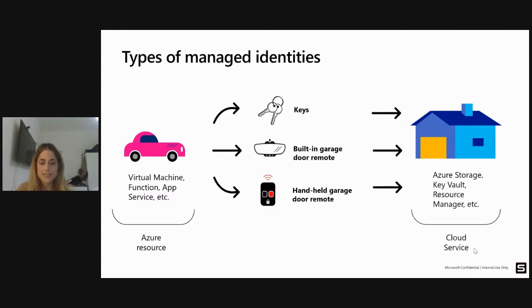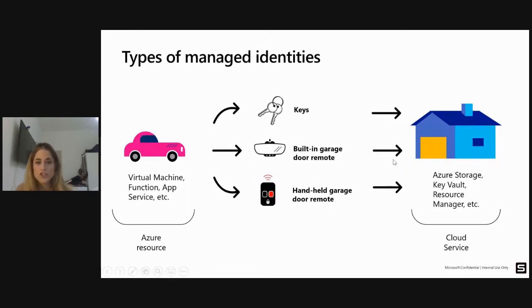It's important to understand the difference and the strengths. Think to yourself, you have a virtual machine or an Azure function, and you want this function, for example, to be able to get a key from the key vault, or you want the app service to be able to grab a photo from blob storage on Azure, or a virtual machine to be able to read data from Azure SQL DB.